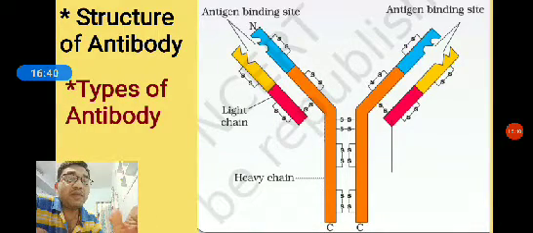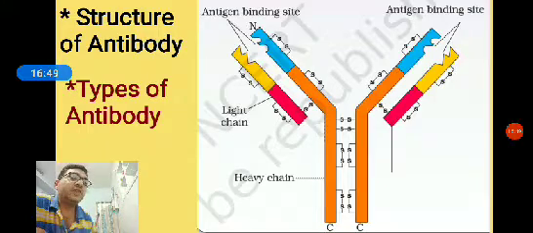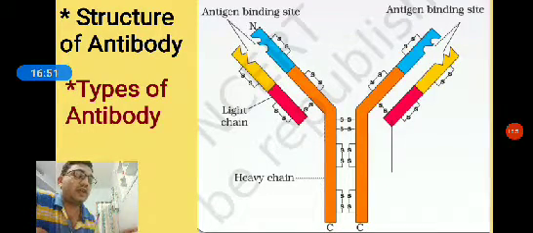When it comes to the types of antibody, there are different types of antibodies. In that, the major ones are IgA, IgD, IgE, IgG and IgM.